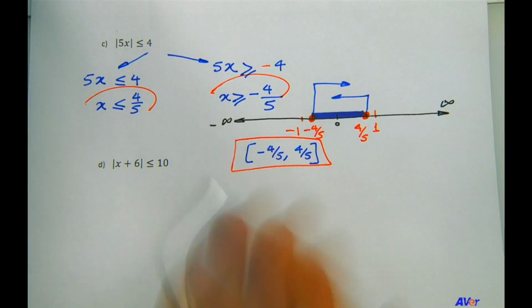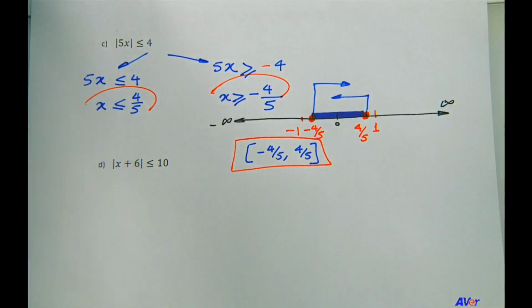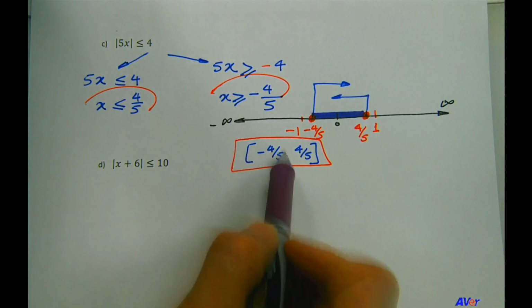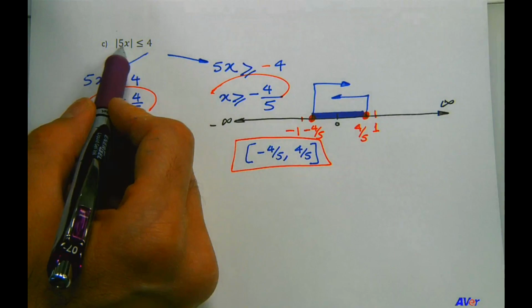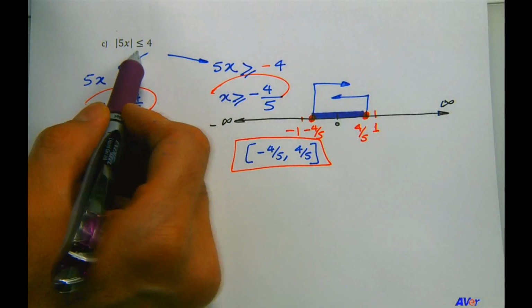Can you test this? Absolutely. You can just test it right there. You can plug numbers within this interval there, like 0. 0 times 5 is 0. Is absolute value of 0 less than or equal to 4? Absolutely, yes.